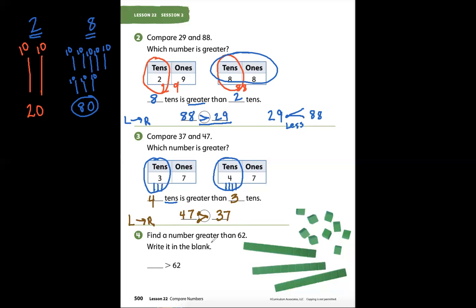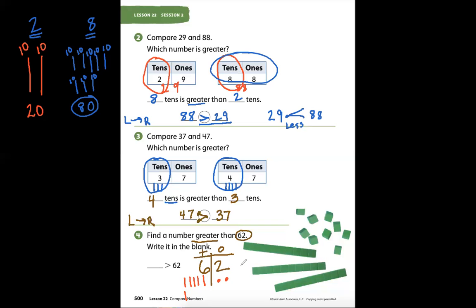Problem number 4. Find a number that is greater than 62. Write it in the blank. A number that is greater than 62. These are tens and ones. That means I have to have 6 tens: 1 ten, 2 tens, 3 tens, 4 tens, 5 tens, new line, 6 tens and 2 ones. 6 tens and 2 ones, 62.